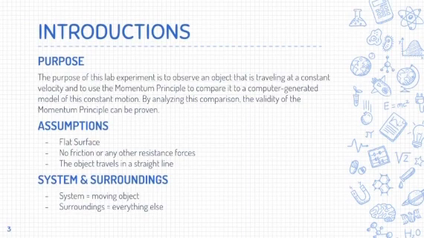The assumptions in this lab are that there is a flat surface with no friction or any other resistance forces, and the object is traveling in a straight line. For this lab, the system is a moving object and the surroundings is everything else.